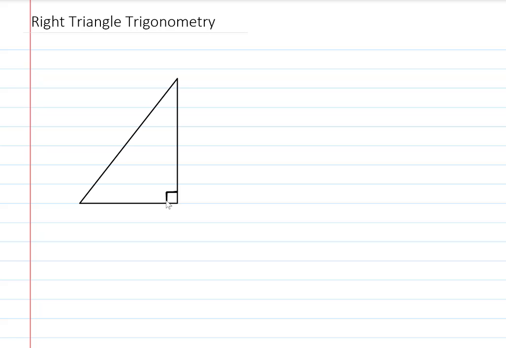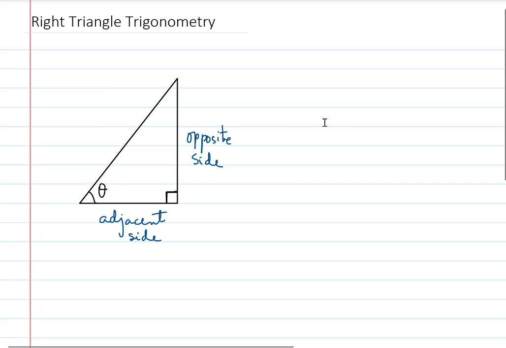Now the other two angles of the right triangle are going to be acute, and an acute angle is just an angle that is less than 90 degrees. So we're going to take one of these acute angles and call it theta. The side that is opposite to the angle of interest, in this case theta, will be called the opposite side. The side right next to our angle theta would be called the adjacent side, and our third side, opposite to the 90-degree angle, will be called the hypotenuse.